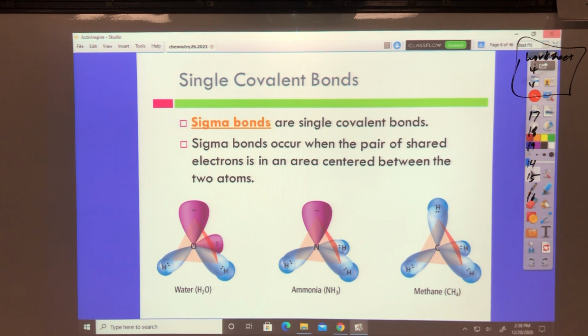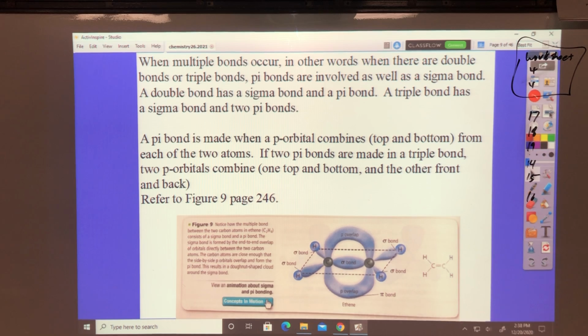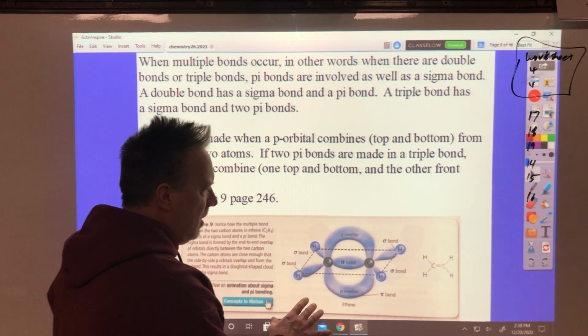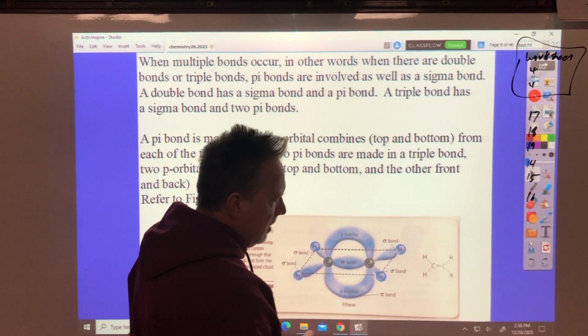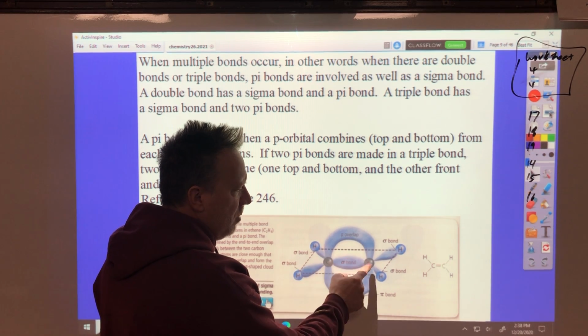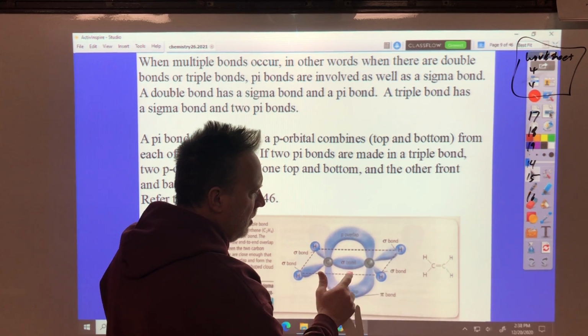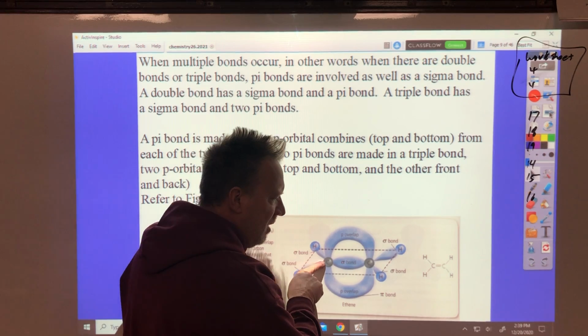A pi bond can happen when you have double and triple bonds. Here I have ethene: hydrogen, hydrogen, carbon, carbon, hydrogen, hydrogen. And between the carbon and carbon, I have a sigma bond.